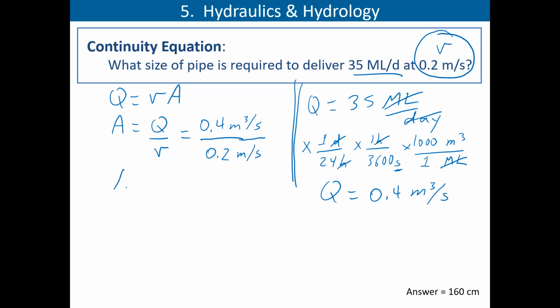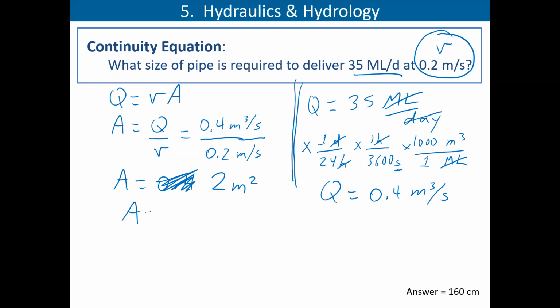All right, so area is 0.4 divided by 0.2, it's 2. And this would be square meters, right? Because we have the cubic meters divided by meters. And so that's going to be square meters. That looks good because that's what area should be like.